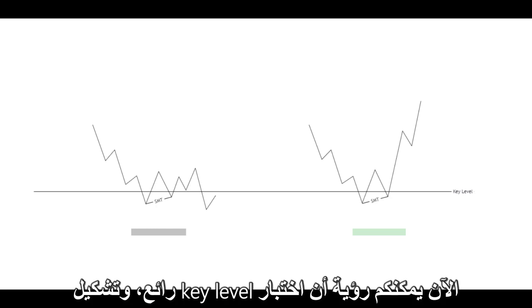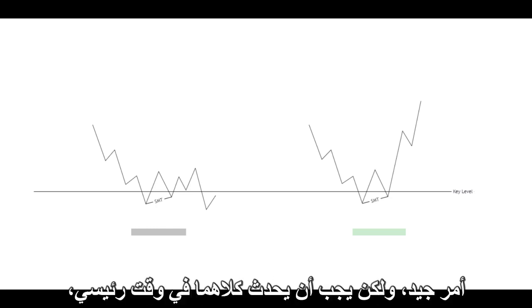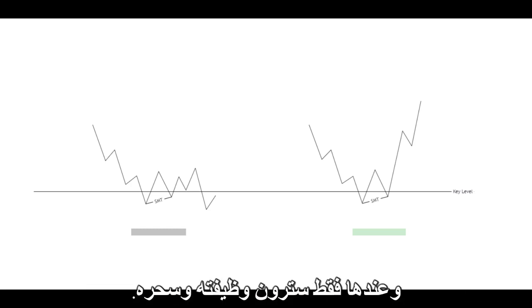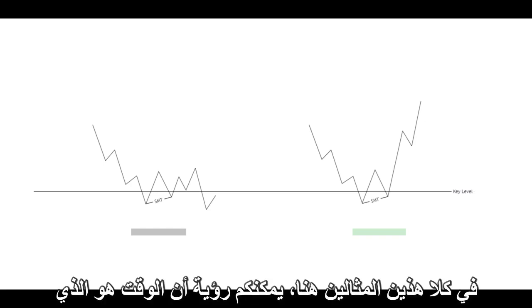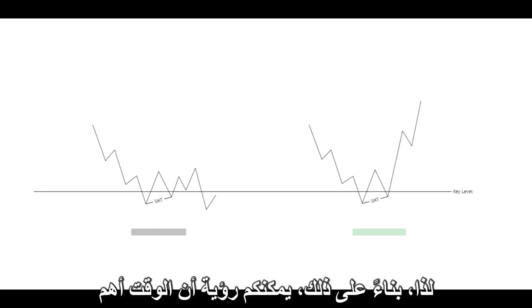Now you can see that testing a key level is great and forming an SMT divergence is also a good thing, but both of them have to occur at a key time, and only then will you see its function and its charm, right? In both these examples here, you can see that it was actually time that confirmed the validity of price. So based on it, you can see that time is important.